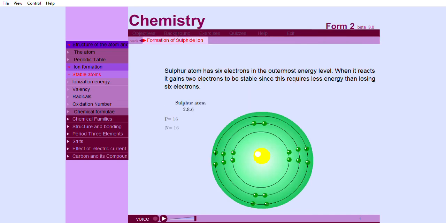Sulfur atom has 6 electrons in the outermost energy level. When it reacts, it gains 2 electrons to be stable, since this requires less energy than losing 6 electrons.